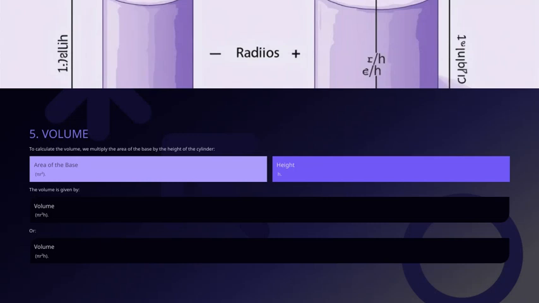Now, let's talk about how to find the volume of a cylinder. To do this, we multiply the area of the base by the height of the cylinder. The area of the base is calculated using the formula pi r squared, where r is the radius of the circle at the bottom. Once we have that, the volume is given by multiplying pi r squared by the height, which we usually denote as h. So, the formula for the volume looks like this. Volume equals pi r squared h.